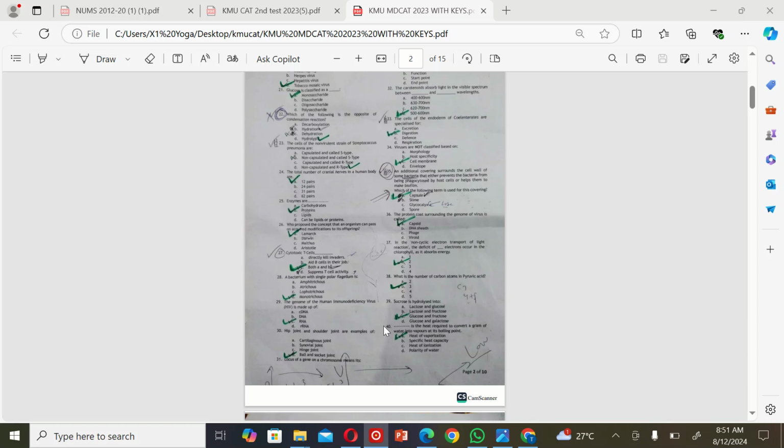The next MCQ is: dash is the heat required to convert a gram of water into vapors at its boiling point. A. Heat of vaporization, B. Specific heat capacity, C. Heat of ionization, and D. Polarity of water. So the correct option is A, heat of vaporization.